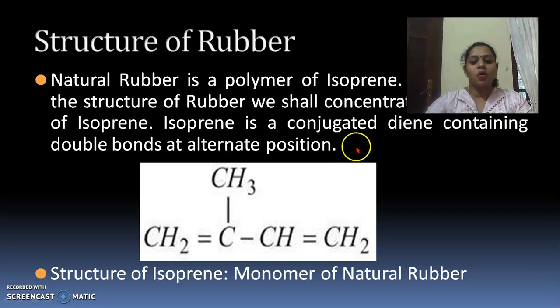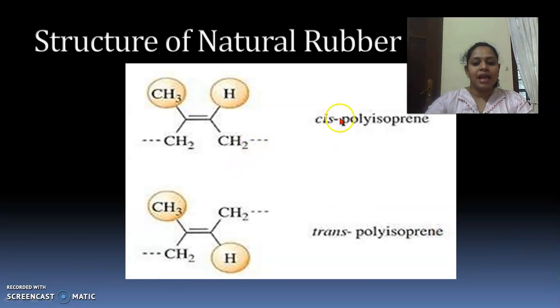So isoprene is a conjugated diene containing double bonds at alternate positions. So we have a double bond over here, then a single bond, then a double bond. Again, this will be continued. Now this is actually a polyisoprene, cis polyisoprene.